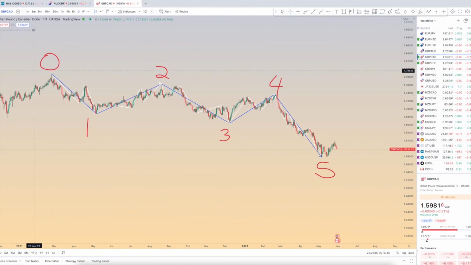Okay, so the best way to kind of identify the trends in Elliott waves would be with the Fibonacci. Okay, and I'll explain that in the next video. But as you see right now, when we go from the peak of the 0 to the bottom of the 1 here, we're just going to stretch it across.